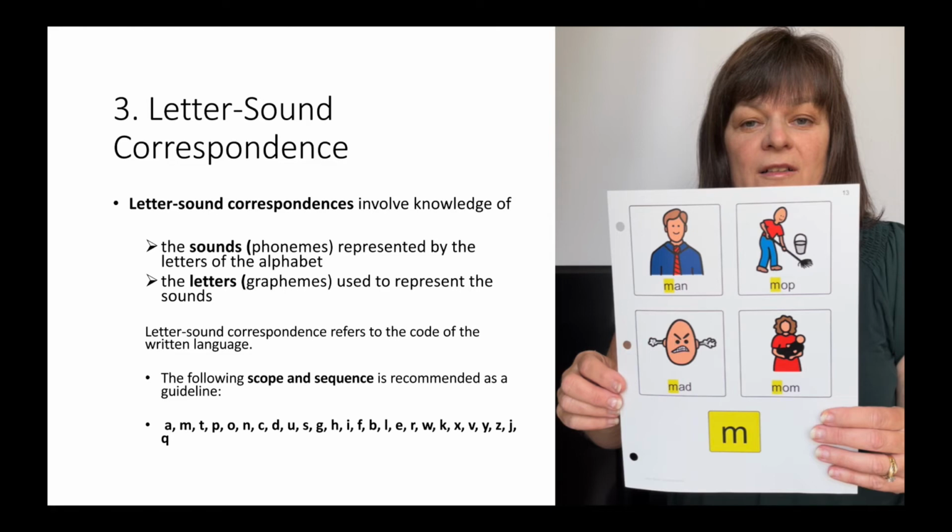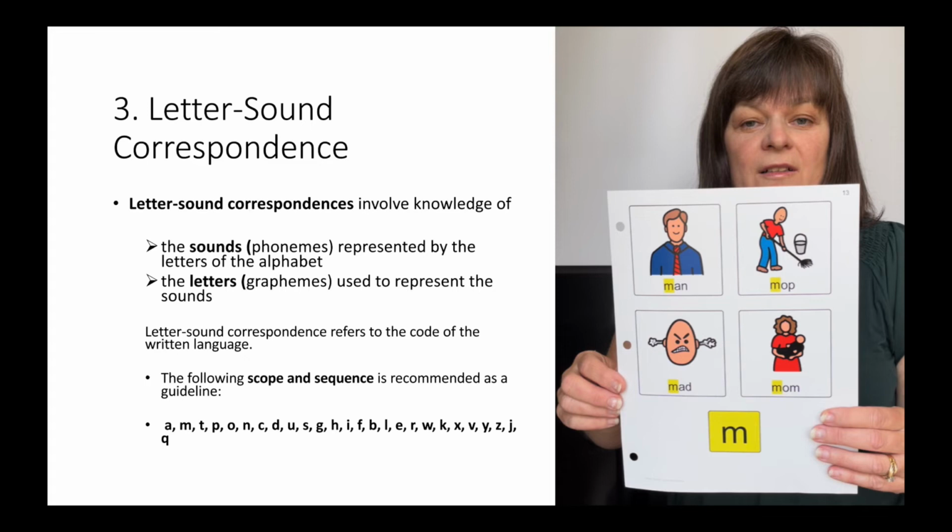Binder 3, letter sound correspondence. This involves the knowledge of the sounds or phonemes represented by the letters of the alphabet, or graphemes, that are then used to represent the sounds. And so letter sound correspondence refers to the code of the written language. It is recommended that letter sound correspondences should be introduced one at a time, and the following scope and sequence is recommended as a guideline, listed on the slide and in the manual.